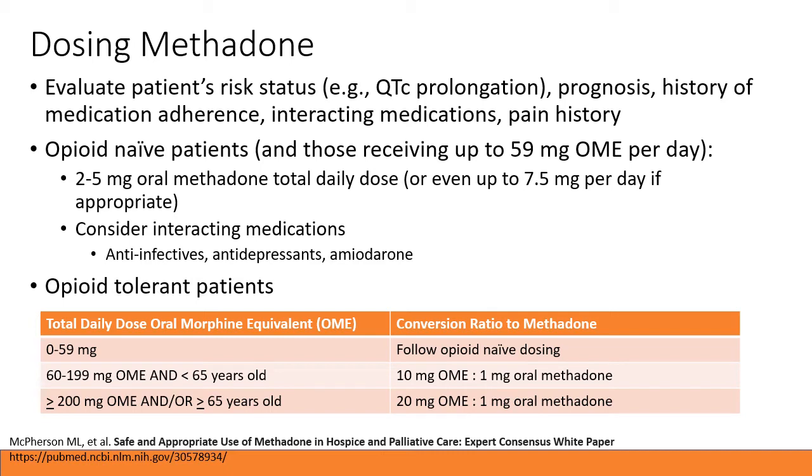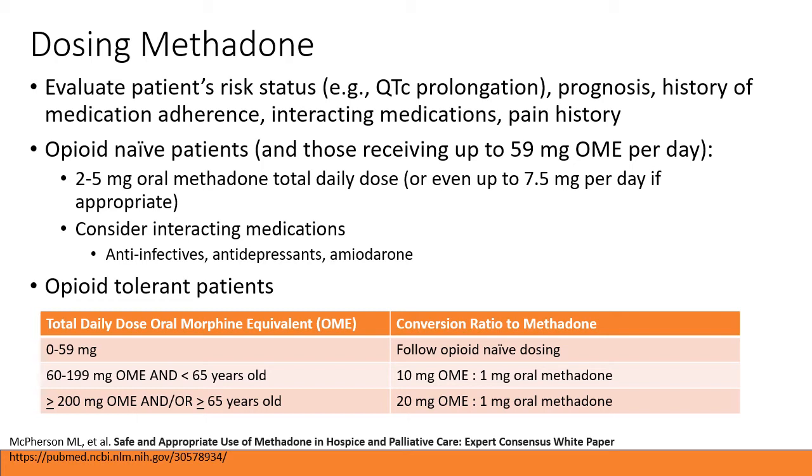What about someone who's opioid tolerant? Well, we look at their OME and we look at their age. If they're on the 0 to 59 range of OME, we default to the opioid naive dosing I just shared with you. If they're between 60 and 199 OME and they're under 65 years old, we do a 10 to 1 conversion. If they're on greater than 200 milligrams a day and/or over 65 years of age, we do a 20 to 1 conversion.